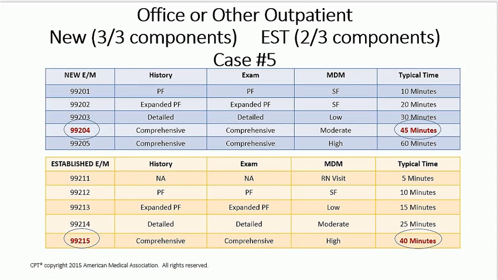Case 5 is unclear if it is a new patient visit or an established patient visit, and so we would check the records to see if this provider or another provider in the same group had seen this patient in the past 3 years. If not, we could code 99204 for a new patient visit, as the typical time assigned to that code is 45 minutes. If this was an established patient visit, the highest code in that code family, 99215, would be reported as the typical time associated with that code is 40 minutes.